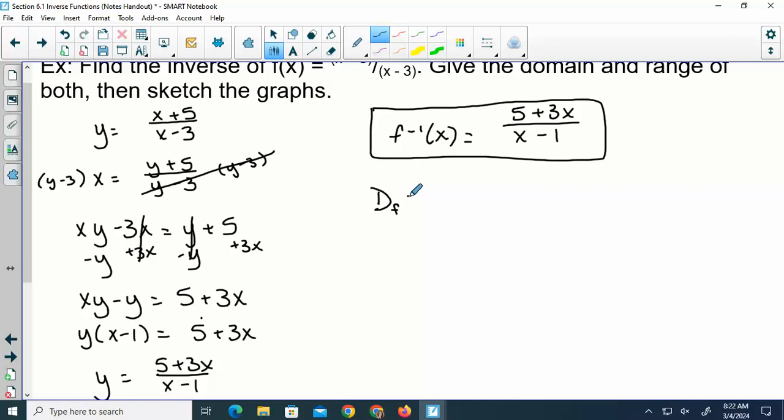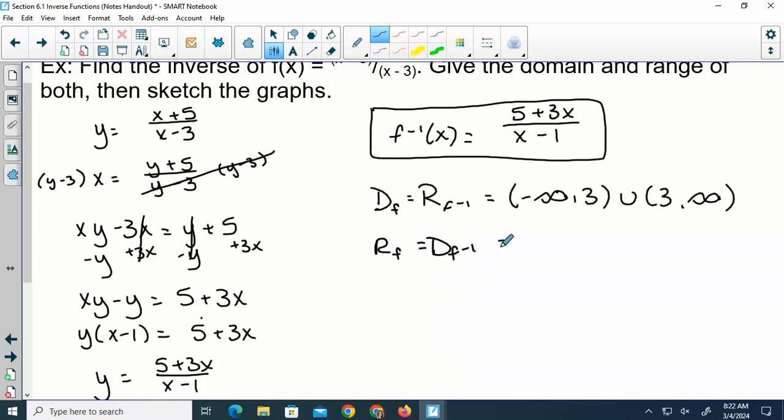4. Domain of the original is the same as the range of the inverse. If I look at the original, what can x not be? So negative infinity to 3 and 3 to infinity. The range of my function is the same as the domain of the inverse. If I look, range is harder to tell, but if I look at my inverse, what's my domain?